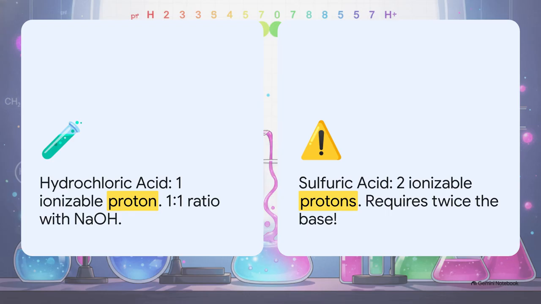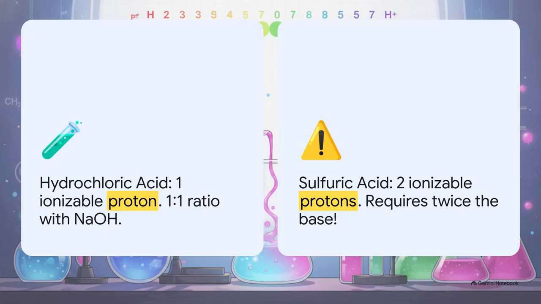Not all acids are created equal. Let's compare our simple HCl over to sulfuric acid, H2SO4. Sulfuric acid is what we call a polyprotic acid. It actually has 2 ionizable protons. That means our Na equals 2. One single molecule of sulfuric acid needs twice as much sodium hydroxide to be completely neutralized.